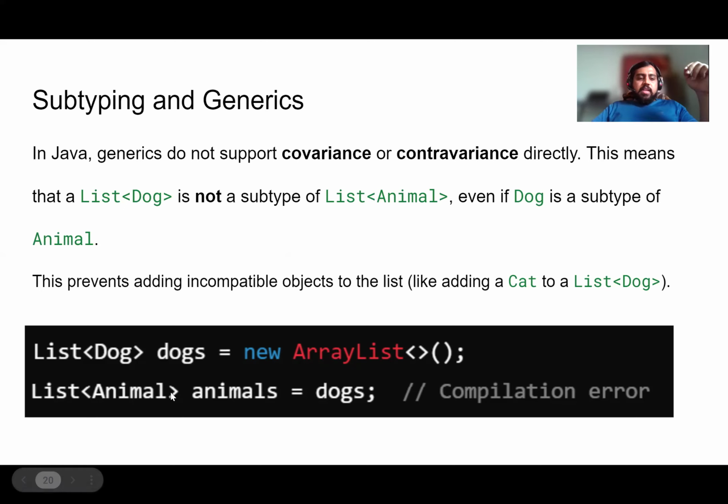So this is what I'm declaring here. I created a new ArrayList, which is of type List of Dog. And a List of Animal can't catch this Dog list. Why? Because even though Animal is the parent, it will not support covariance and contravariance directly, and it will give a compilation error. To avoid mixing the data, by default it is not supported, but we can make it support. That's the reason we have wildcards, lower bound, upper bound, and everything.